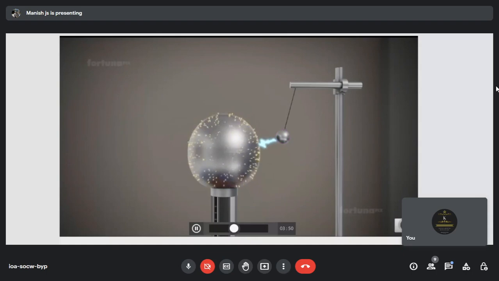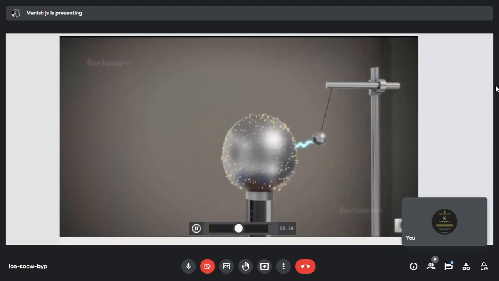The strength of an electric field is a vector quantity, having both magnitude and direction. When placed within the electric field, the test charge will experience an electric force F. The strength of the field can be derived using the equation E is equal to F by Q.